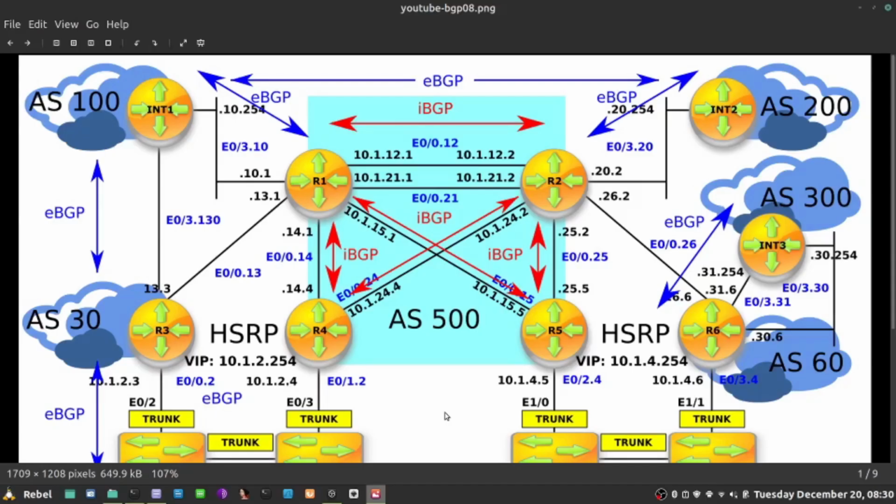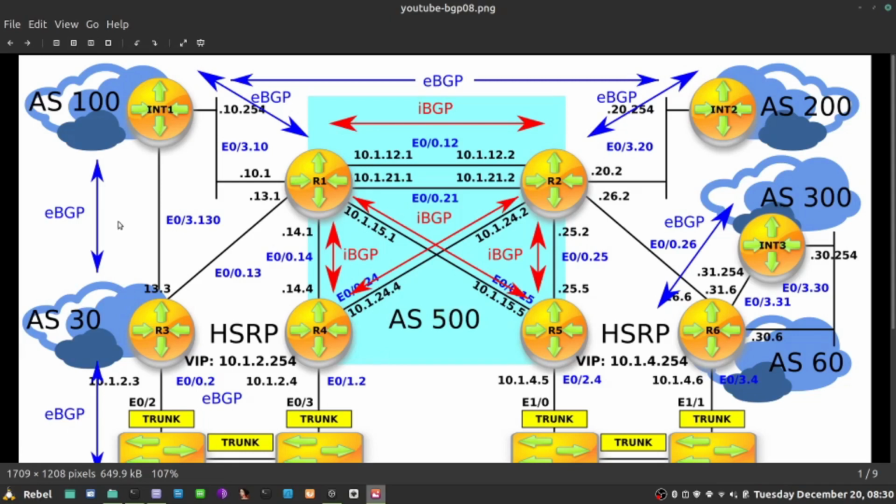BGP, the best path selection mechanism, is quite complicated, but it gives us a lot of flexibility in terms of how we can manipulate the traffic. In particular, what we can do is determine exactly how the traffic leaves our autonomous system. And to some extent, we can also manipulate how the traffic comes back into our system. Let's see the story so far.